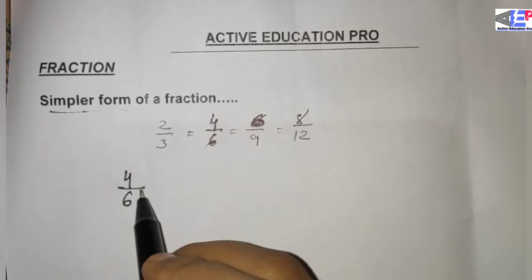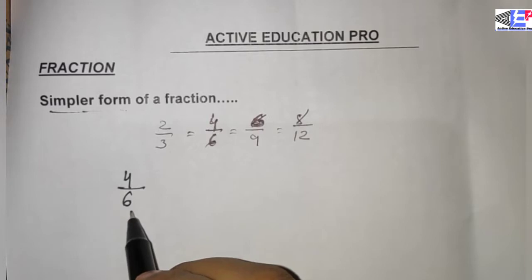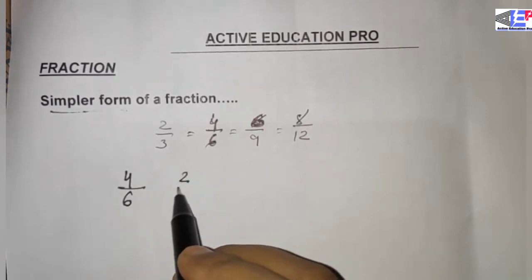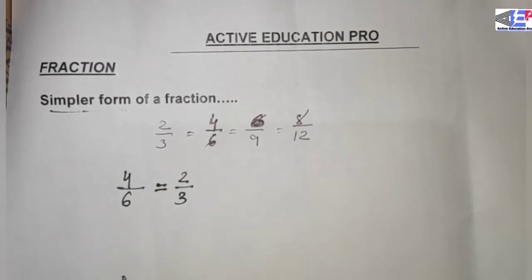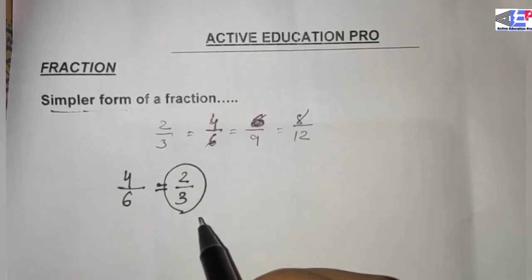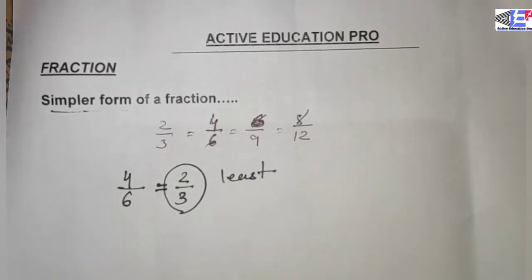So you divide by 2, because both 4 and 6 are present in the 2 table. After cancelling by 2, you can write 2 by 3. This simpler form is equal to the given fraction 4 by 6. 2 by 3 is the simplest form, you can say the least form of the fraction, because 2 by 3 cannot be divided again by the same number.